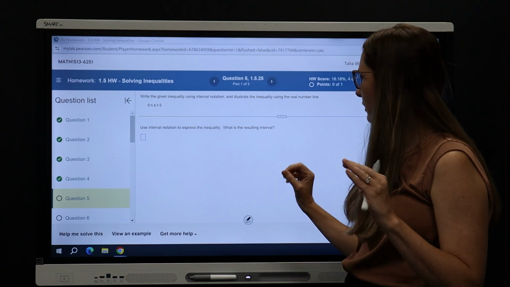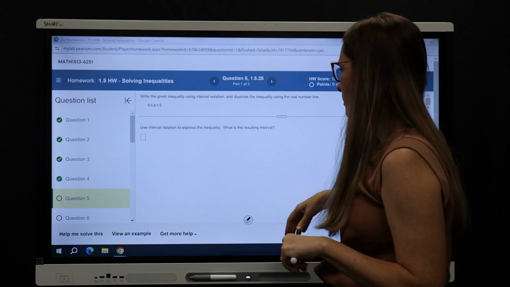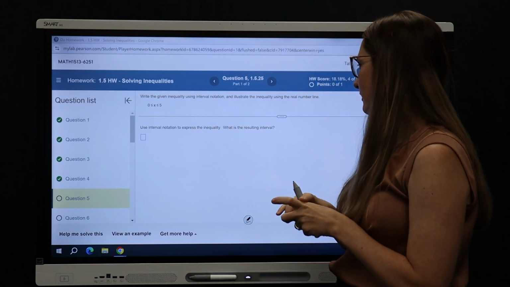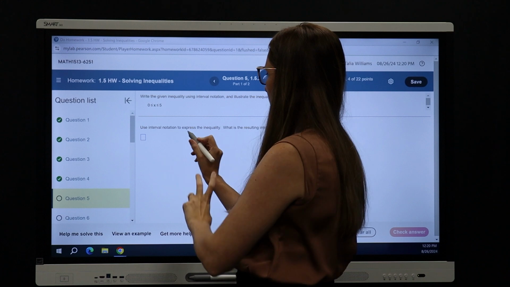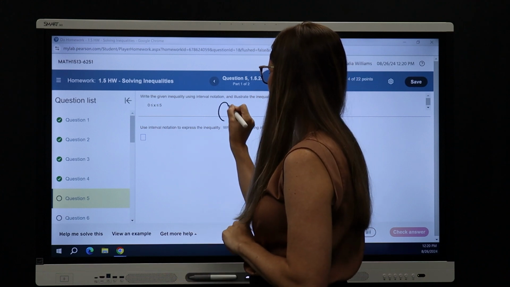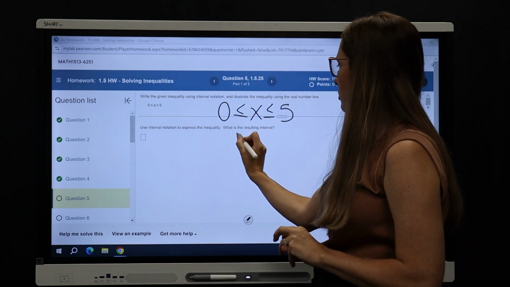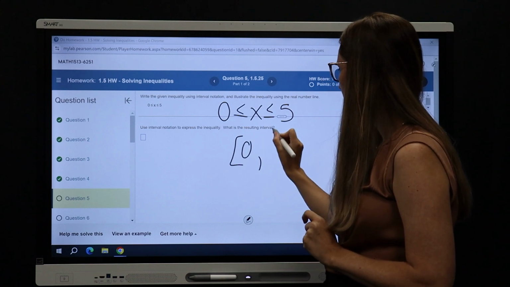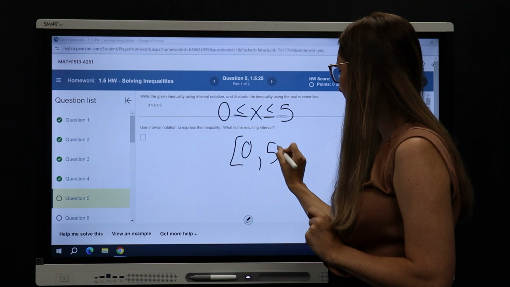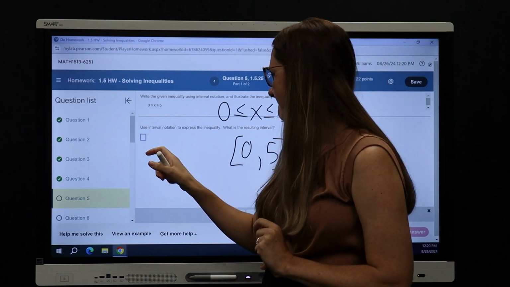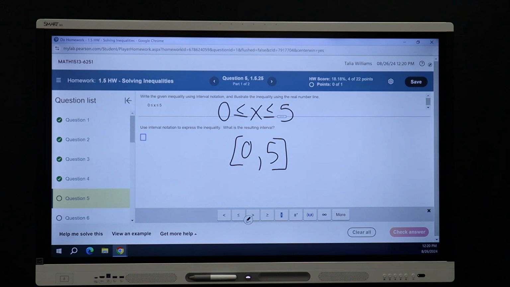Okay, now we're going to do this in reverse. Use interval notation to express the inequality. What is the resulting interval? So we're going to take it straight from this. And since it's here, I'll rewrite it because that's tiny. So less than or equal to means bracket, 0. This one is less than or equal to as well, so 5, bracket. Bracket, 0, comma, 5, bracket. Not a brace, bracket.